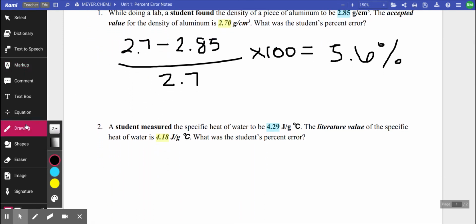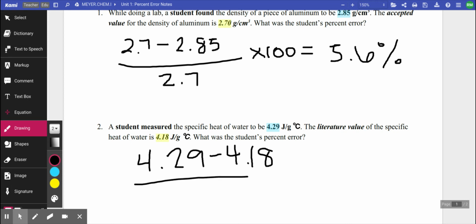So we can take 4.29 minus 4.18 as long as we always divide by that actual number, which is 4.18. And our last step is to times by 100. Okay?